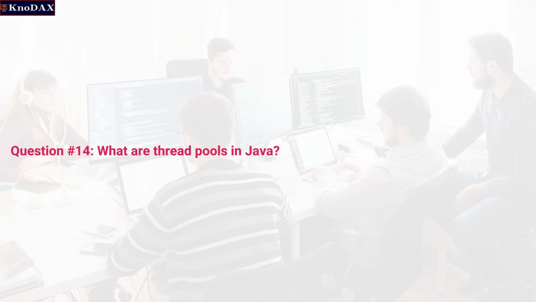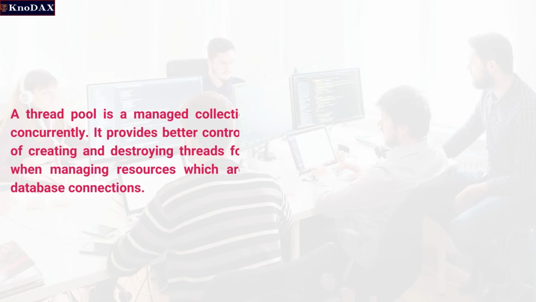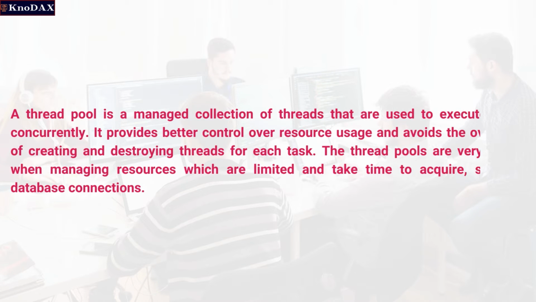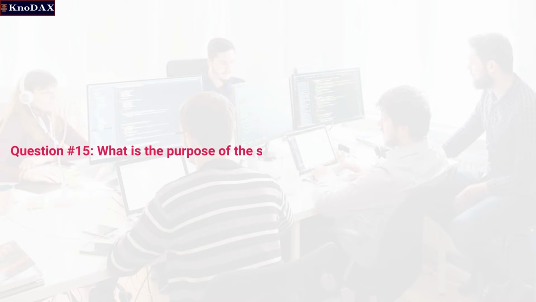What are thread pools in Java? A thread pool is a managed collection of threads that are used to execute tasks concurrently. It provides better control over resource usage and avoids the overhead of creating and destroying threads for each task. Thread pools are very useful when managing resources which are limited and take time to acquire, such as database connections.